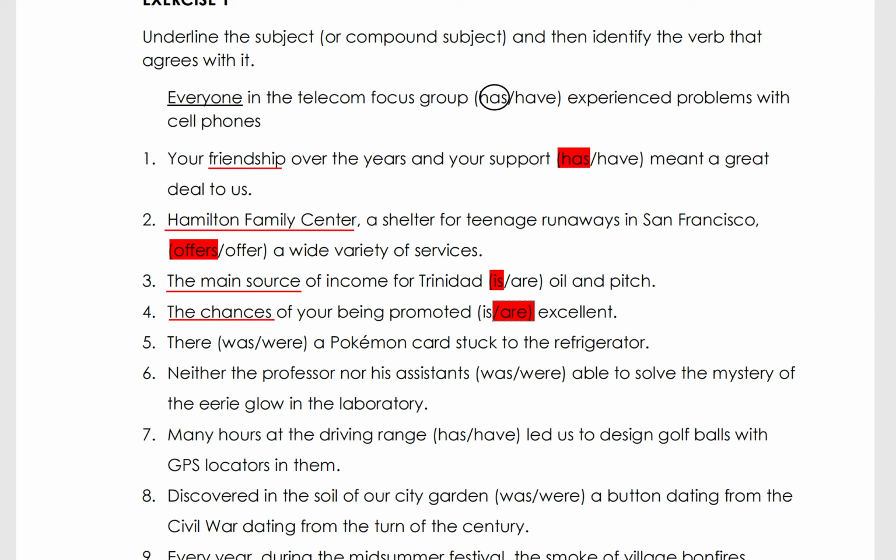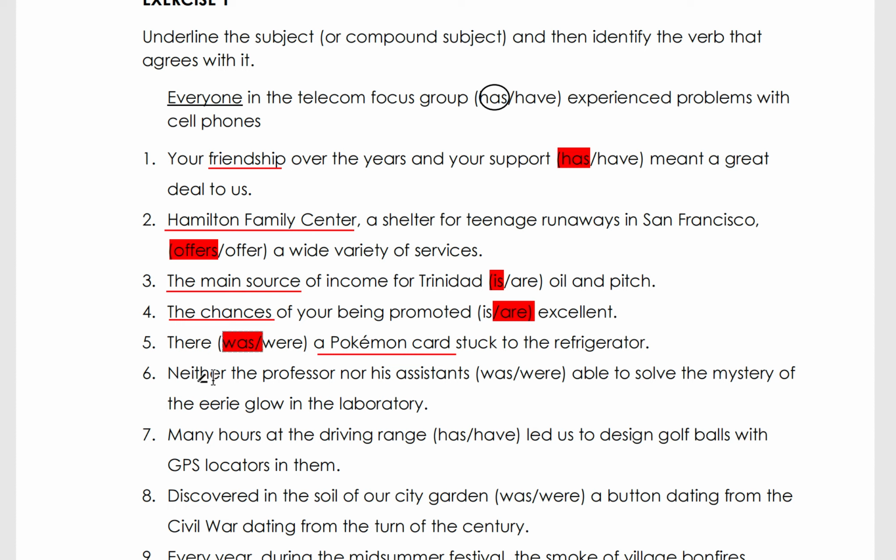Okay, number 5, there were a Pokemon card stuck to the refrigerator. Because you have "there," the subject should be after that. So whether you want to choose was or were, you have to look at the subject first. Here the subject is a Pokemon card, so the card without s. It's clear that because there's no s, the answer should be "was."